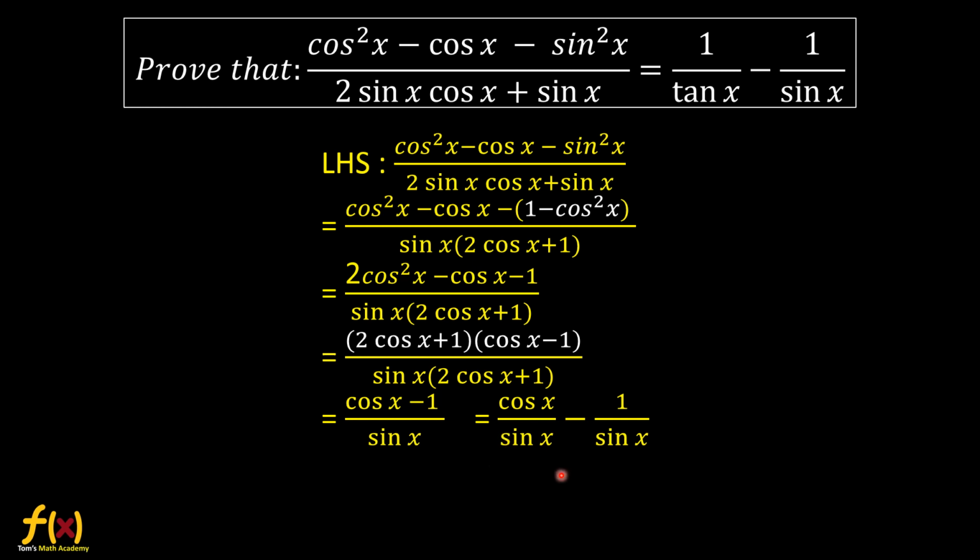Even now it is not our right hand side. Look at the right hand side. What is cos x over sin x? We know that sin x over cos x is tan x. So cos x over sin x, we will write it as 1 over tan x, and minus 1 over sin x. Now we have the right hand side. It is a bit difficult question, but remember we have to expect all these types of questions.